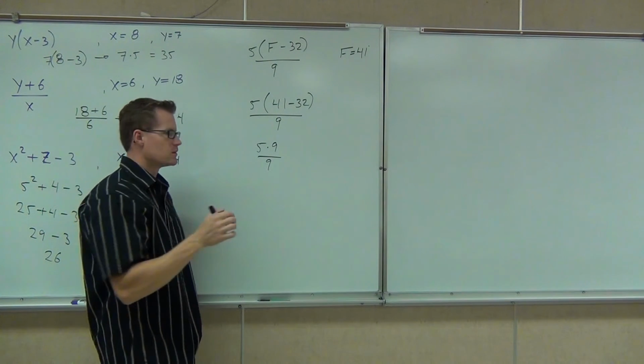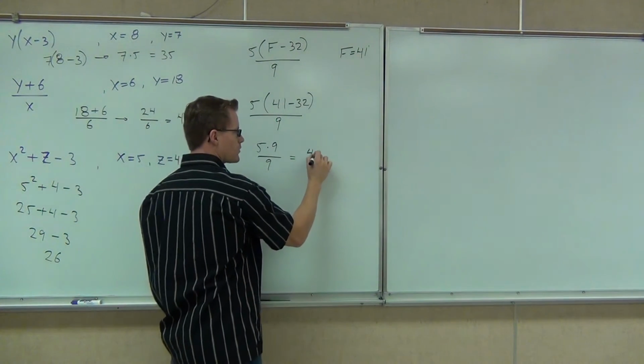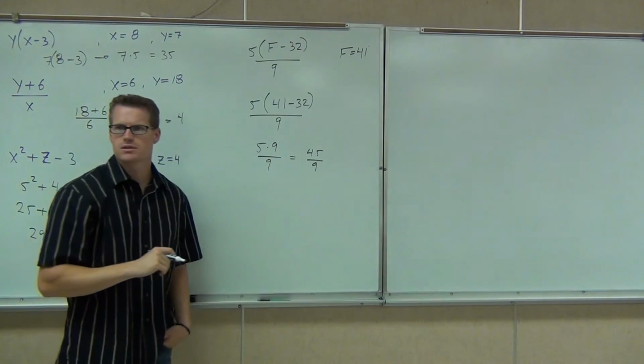45. And someone else, what is 45 over 9? How much does that give us? 5. Good.